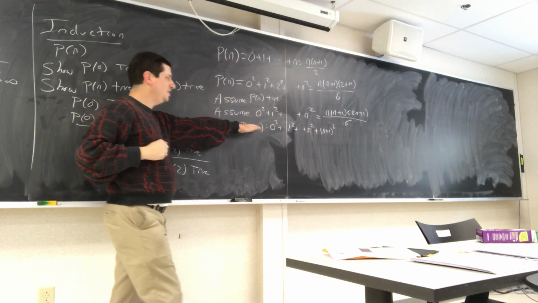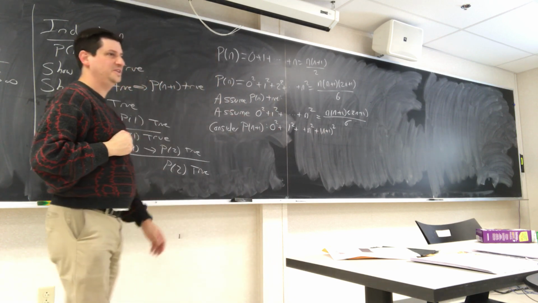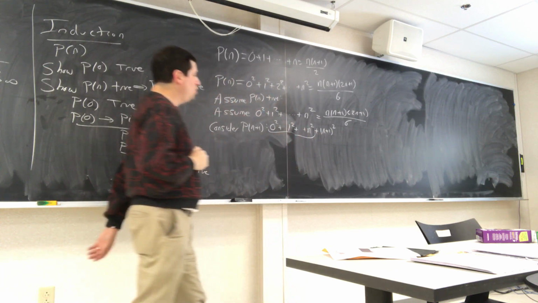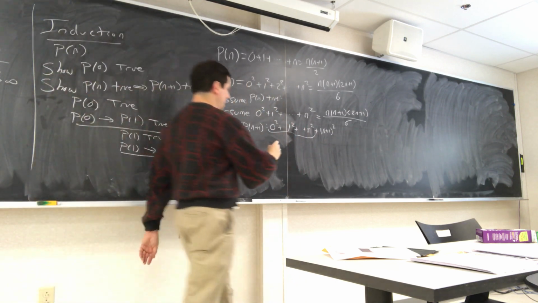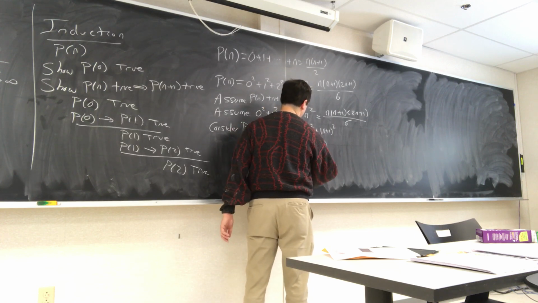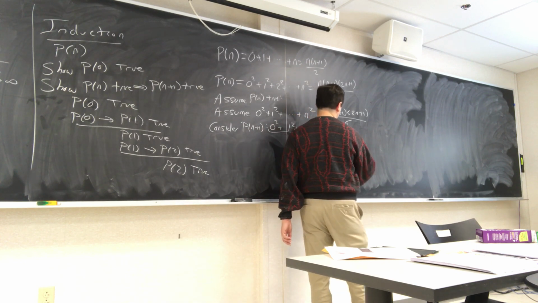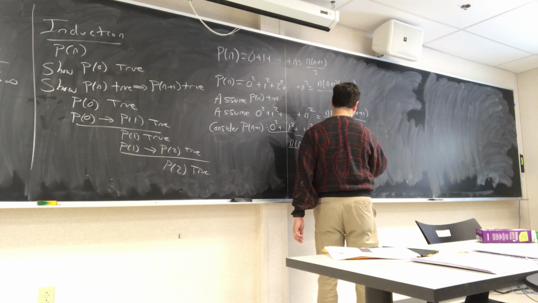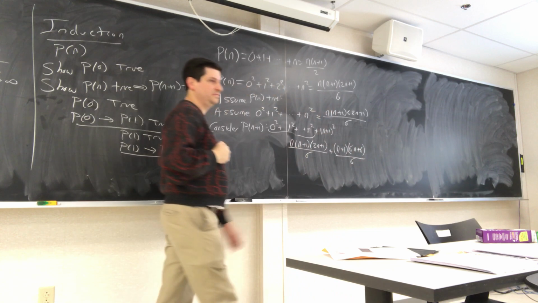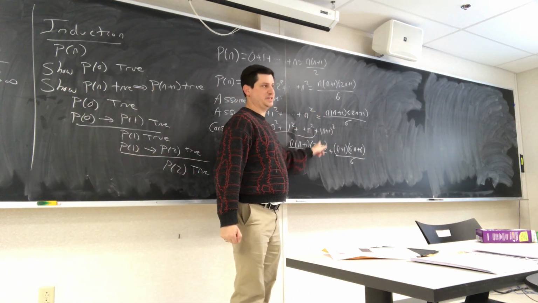What do we know about part of this sum? Yeah, by inductive assumption, we know what the sum up to n squared is. This is just n times n plus 1 times 2n plus 1 over 6 plus n plus 1 squared. I'm going to write that as n plus 1 times 6n plus 6 over 6. And I'm doing that because I have a sense of what's coming next. I want to combine them.